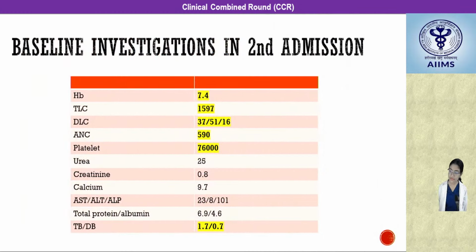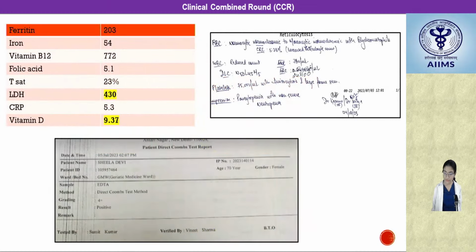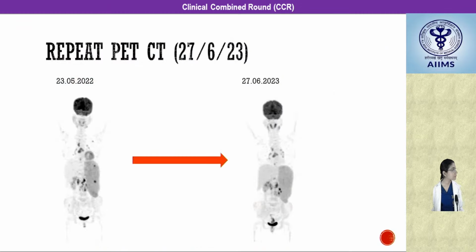These were her baseline investigations on the second admission. She had a hemoglobin of 7.4, a total leukocyte count of 1,597, absolute neutrophil count of 590, platelet of 76,000, and total bilirubin of 1.7. She also had a raised LDH and a low vitamin D. The peripheral smear on second admission showed pancytopenia with non-severe neutropenia, and the direct Coombs test was 4+ positive. I'd like to call Dr. Sullivan.